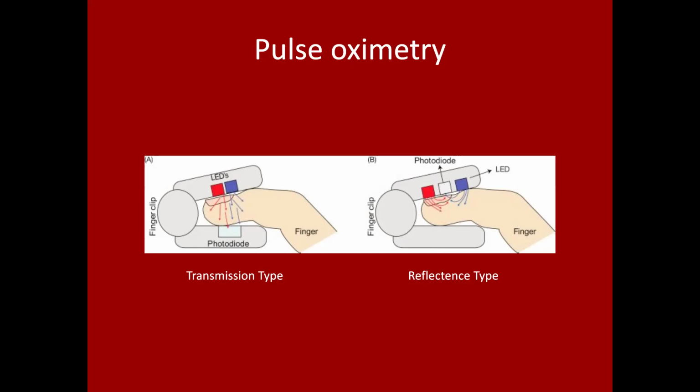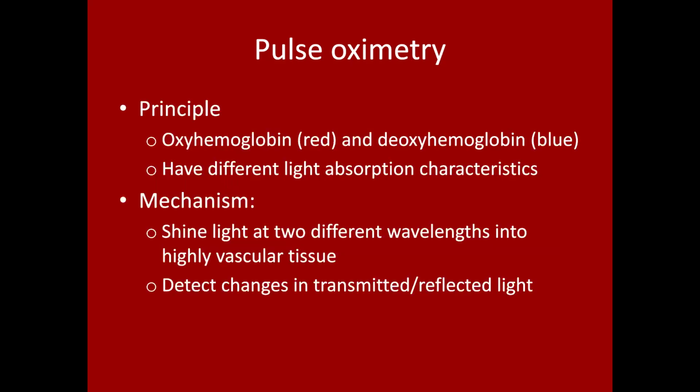On the other hand, there's a type of pulse oximeter known as a reflectance type, where the LEDs are reflected into a body part, and then whatever light is reflected back to a photodiode on the same surface is analyzed to determine the oxygenation level of the blood passing nearby.